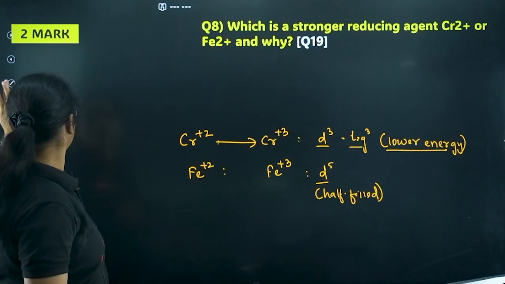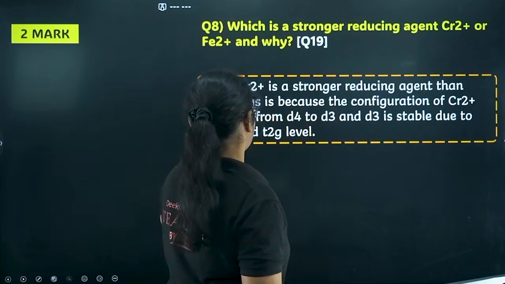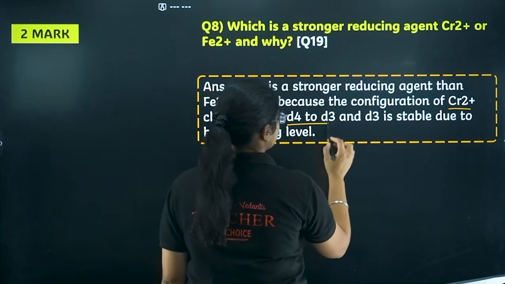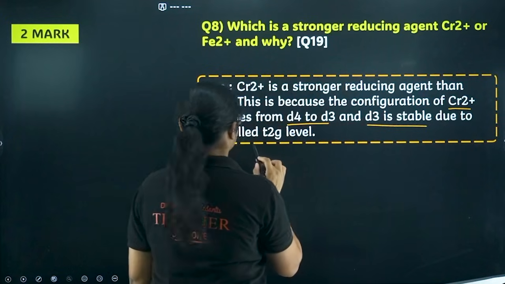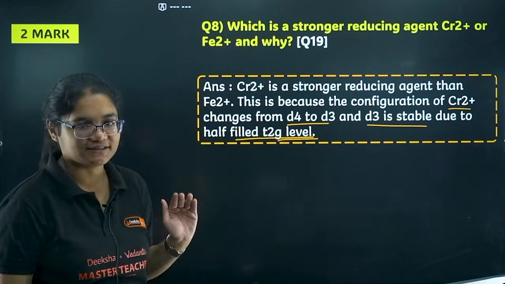Okay, so how can I write this answer? You can write it as: Cr2+ is a stronger reducing agent than Fe2+. This is because the configuration of Cr2+ changes from d4 to d3, and d3 is stable due to the half-filled t2g level. Now t2g has lower energy.